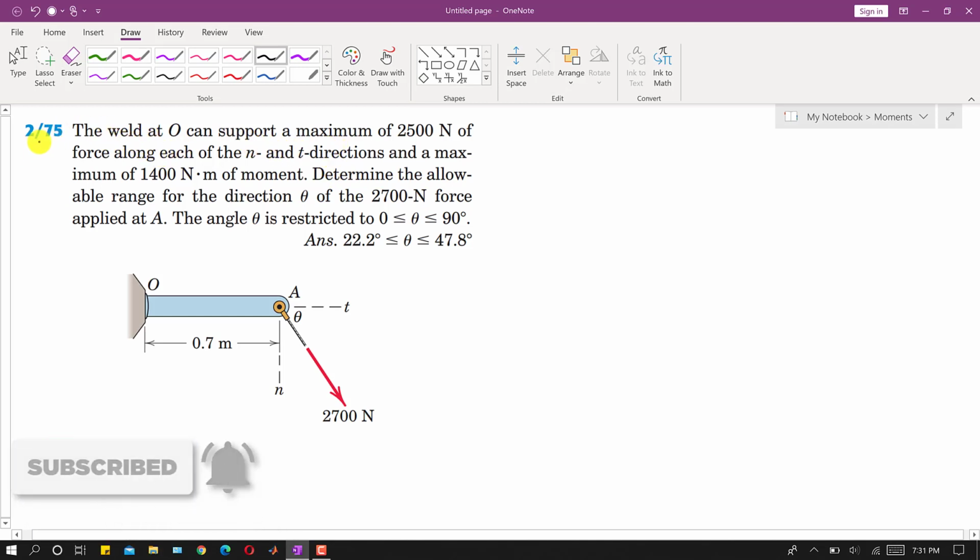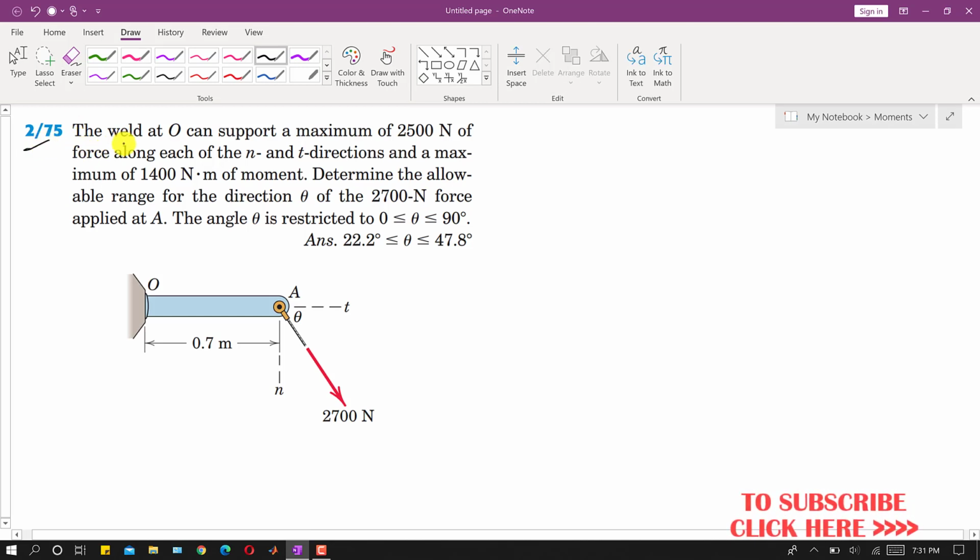Now I am going to solve this problem 275. In this problem it is said that the weld at O can support a maximum of 2500 Newton of force along each of the N and T direction, right? So the weld at this point O can support the forces in N and T direction, and that maximum force is 2500 Newton, right?